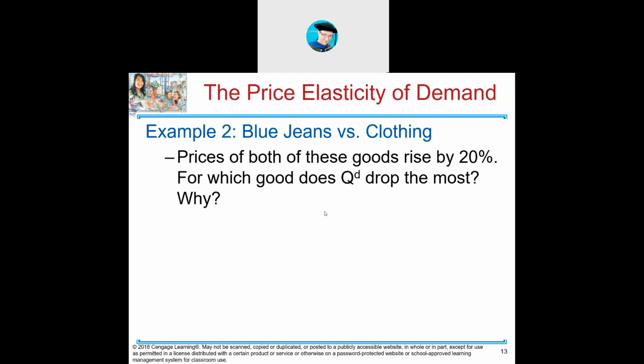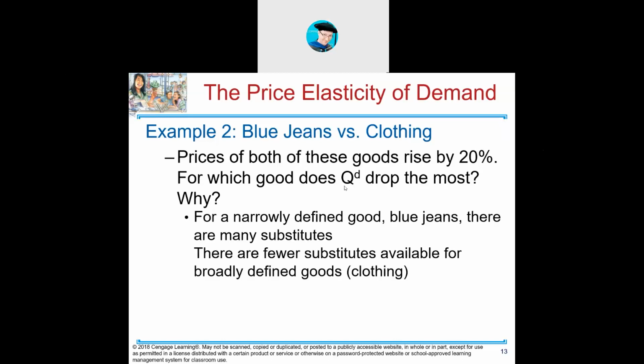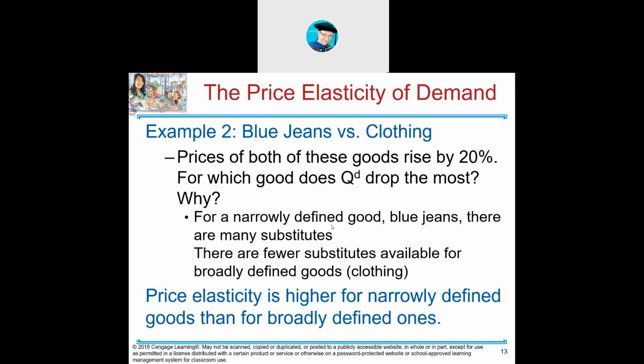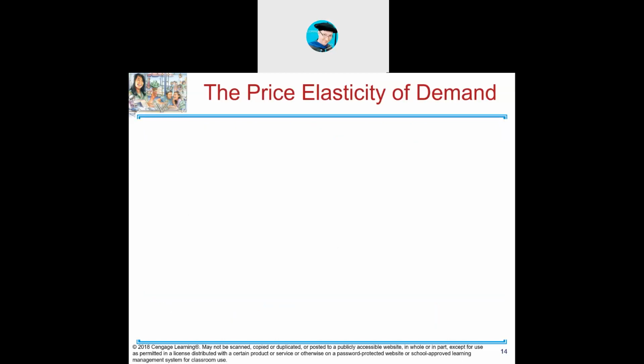Blue jeans and clothing. If the price goes up by 20%, which one would be affected the most in terms of quantity demanded? Well, it's a good question because blue jeans is technically clothing, right? And there are quite a few substitutes. So the answer for this one is that because they're narrowly defined, it would be a little hard to tell, but the price elasticity would actually be high for both of them.